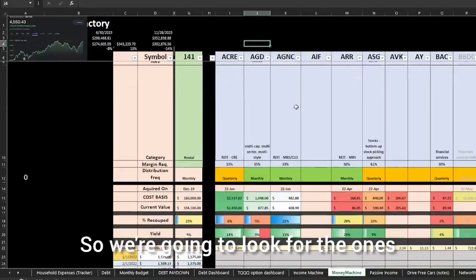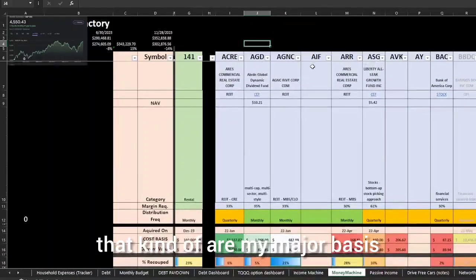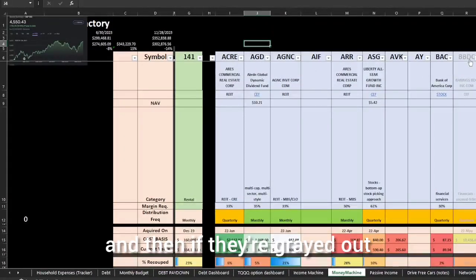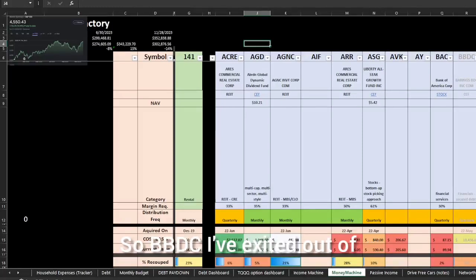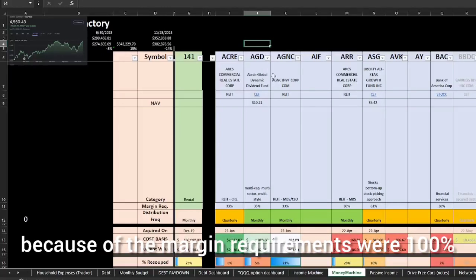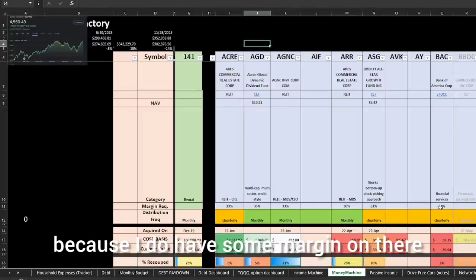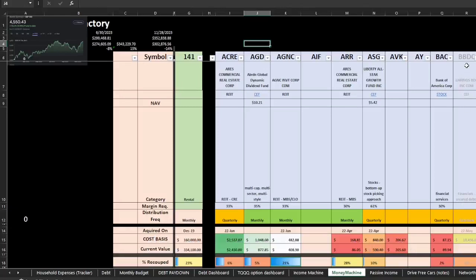So we're gonna look for the ones that are my major bases. You can see I have a lot, and if they're grayed out, that means I've exited out of them. So BBDC I've exited out of, and BITO I've exited out of. Sometimes I exit because the margin requirements were 100%, since I do have some margin on there, or because their yield wasn't that great.